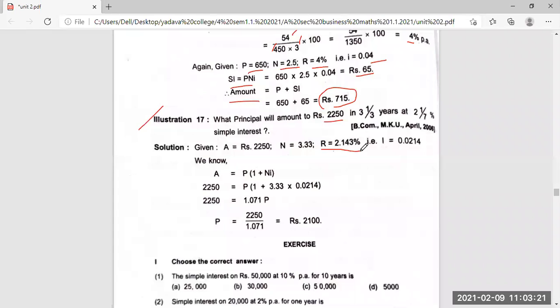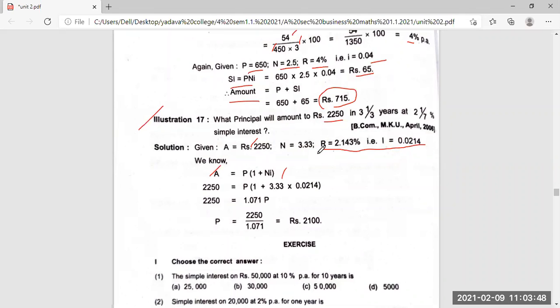This R percentage divided by 100, we get 0.0214. Now we apply the formula A is equal to P into 1 plus Ni. A you all know, 2250. P we don't know. N we all know, 3.33. Then you know how to convert an improper fraction to a proper fraction; they have already done that here.